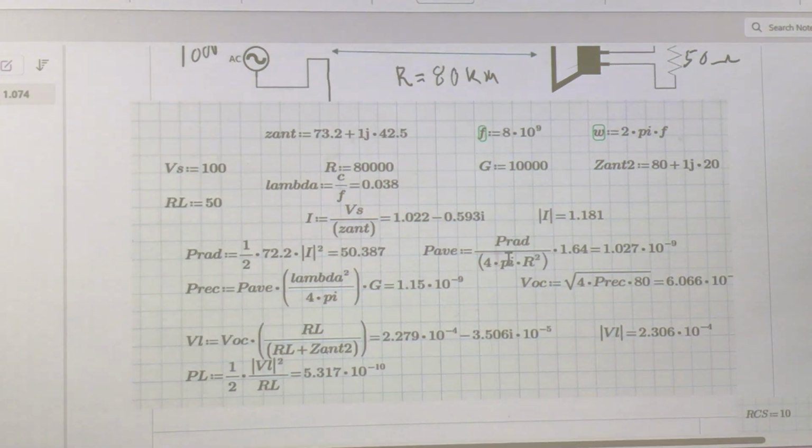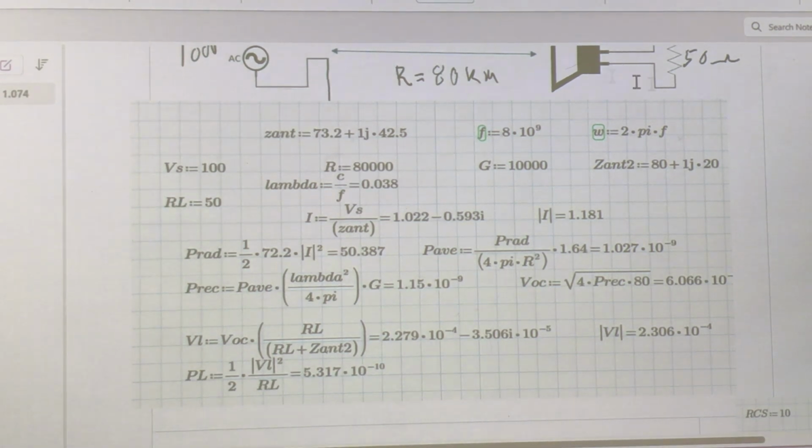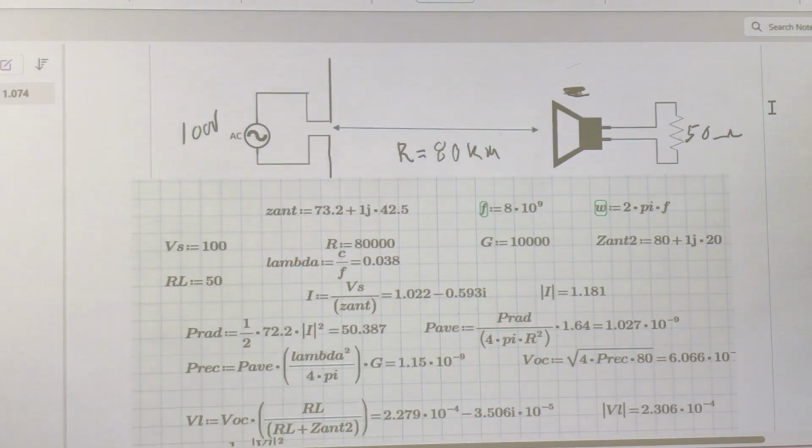Then to get the average incident power, you have to take P radiated over 4 pi r squared. R is 80 kilometers. That's the average power density that would be there if it was isotropic. Then you multiply by the gain. I made sure I kept that at 90 degrees, so the gain is just 1.64 for that dipole. So now you get the power density on this second antenna. Now this second antenna has a different set of characteristics.